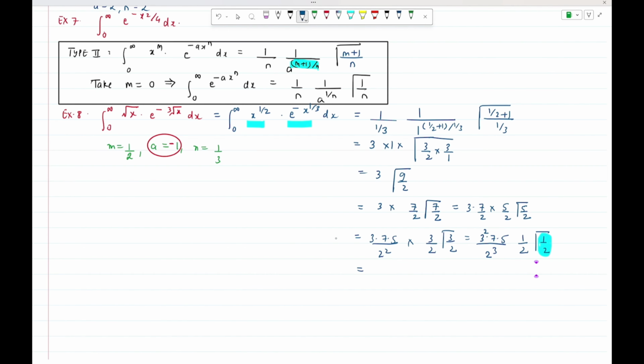So the final value is going to be 3 square times 7 times 5 divided by 2 raised to 4. And as discussed earlier, gamma of half is nothing but square root of pi. So you can use your scientific calculator, since you have the access. You can see what is the value of this expression and write it as that many times root of pi. So I hope this is quite clear. Now let us see another example of the same type, on type 2.